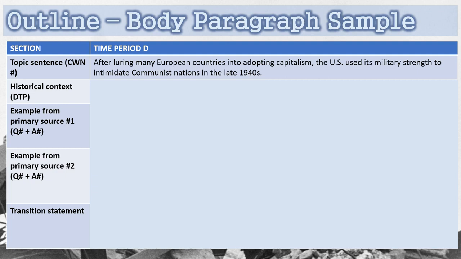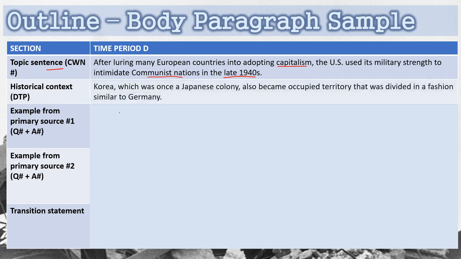So here's a topic sentence whereby I'm going to blame the United States. So a topic sentence might start with this here. So here's the topic sentence: after luring many European countries into adopting capitalism, the U.S. used its military strength to intimidate communist nations in the late 1940s. Provide some context.